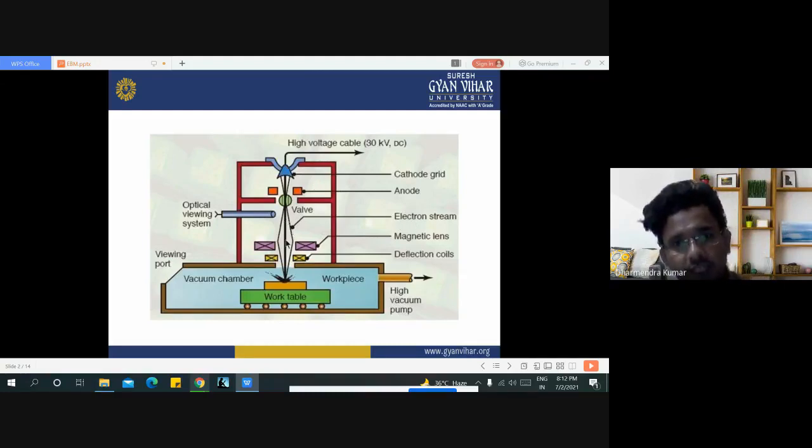The electron stream is going to the workpiece. There is a magnetic lens for focusing on the workpiece, and the deflection coils, which are used here for preventing any deflection of the electron stream which is coming from the high voltage cable and going to the workpiece.